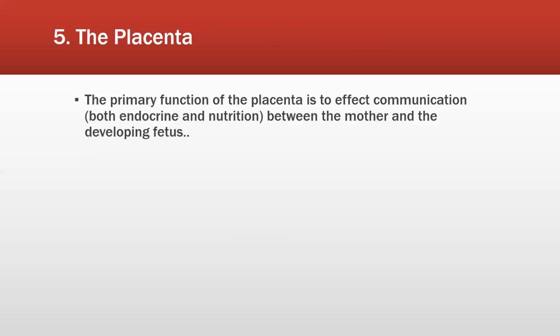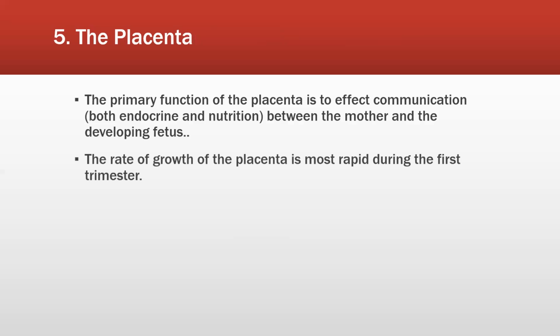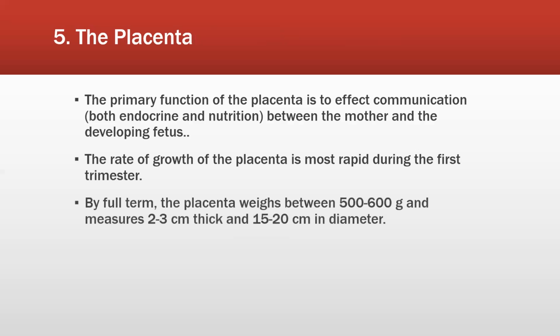So just as a review, the placenta is the primary means for the endocrine system, as well as nutrition, between mother and the developing fetus. As that fetus develops and grows, the placenta grows along with it, and it tends to be most rapid during that first trimester. By the end of the pregnancy, full term, the placenta can weigh as much as 500 to 600 grams and can be about 2 to 3 centimeters in thickness. Additionally, it can end up being about 15 to 20 centimeters in diameter. So just trying to give you an idea of the size of this organ.